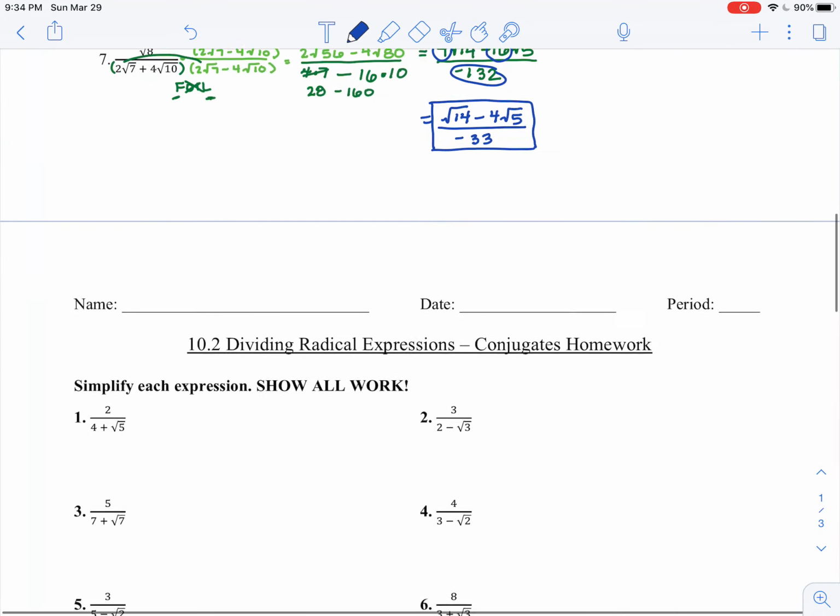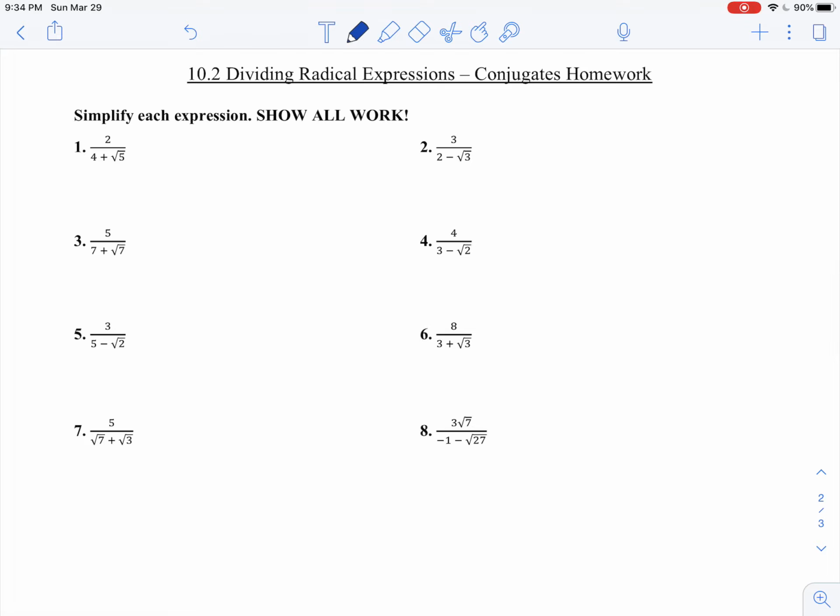Please make sure that you complete the attached homework problems. There are only 8 of them. Make sure you show your work. You will not get credit without your work.